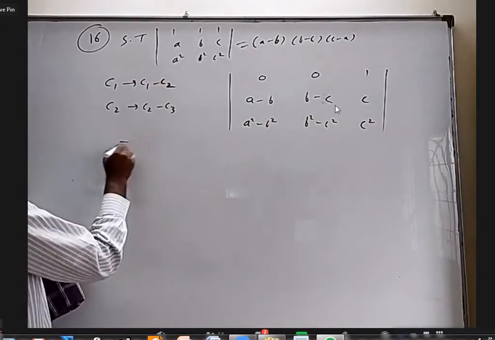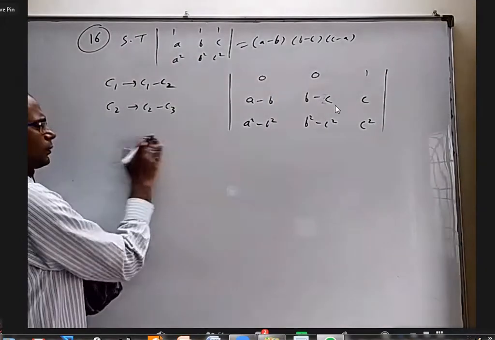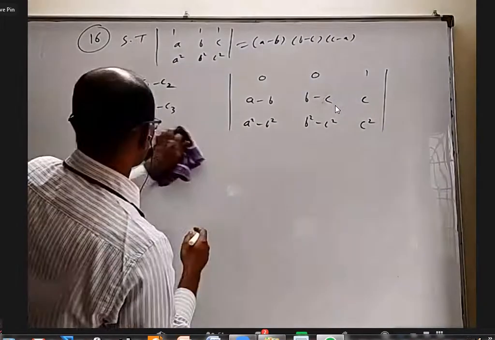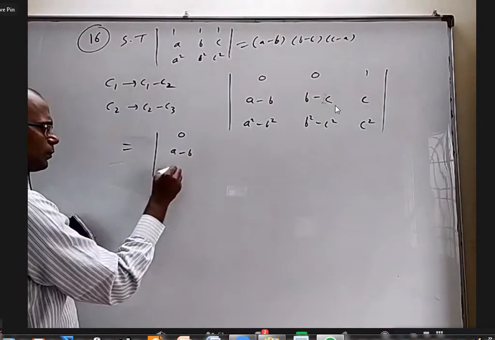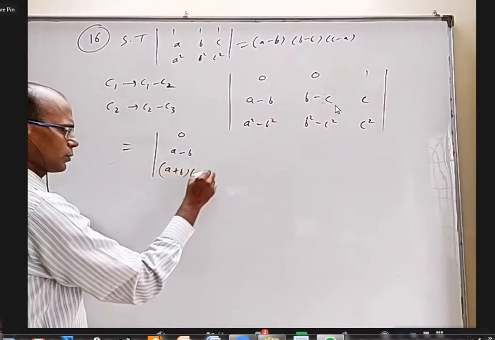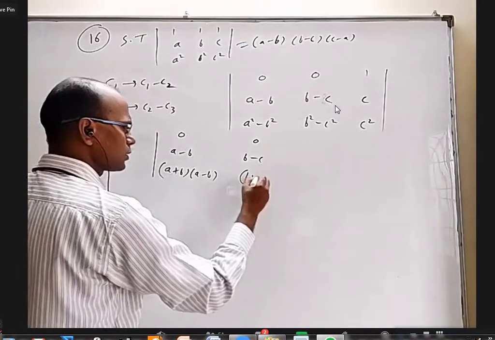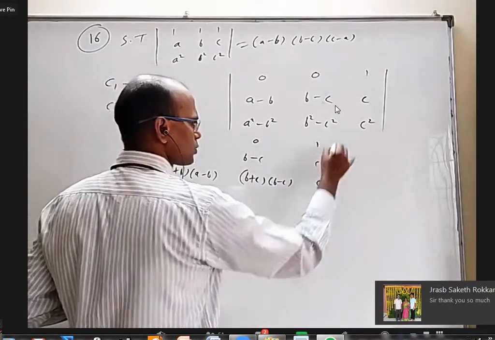Okay. Now I can take A minus B common, B minus C common. I'm not going to write it. Maybe I'll write one more step. A square minus B square, I can write A plus B into A minus B. 0, A minus B, A plus B into A minus B. 0, B minus C, B plus C into B minus C. 1, C, C square.